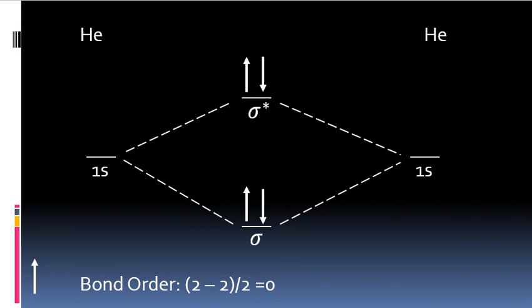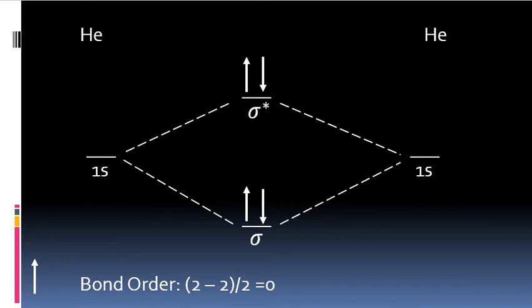Or another way of saying this, according to molecular orbital theory, we have just as many bonding molecular orbitals filled as we have anti-bonding molecular orbitals. Therefore, there's really no encouragement to bind.